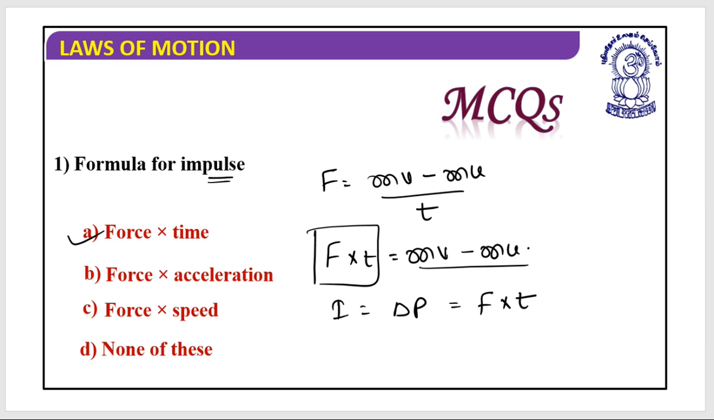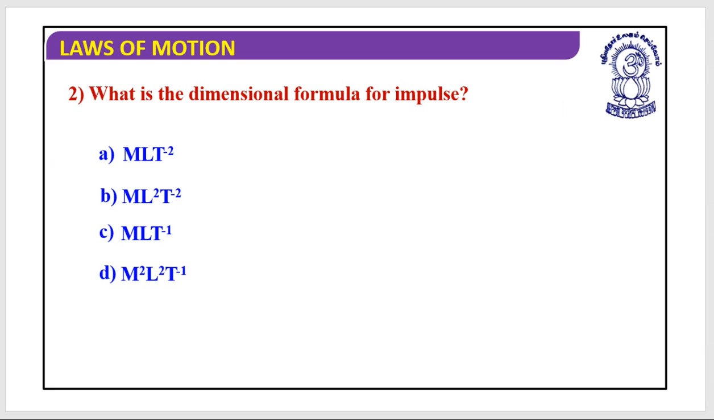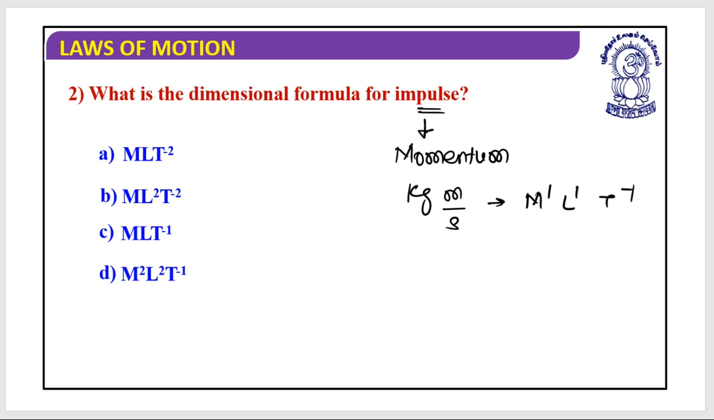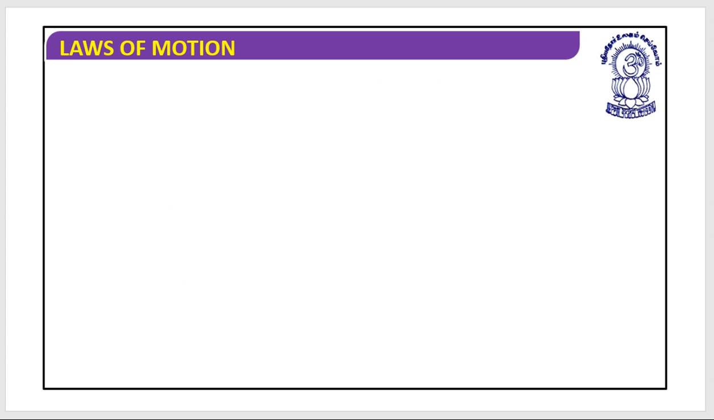Great. Next, what is the dimensional formula for impulse? It is the same as momentum. So we can write it like this: kg meter per second. For the dimensional formula, it is M^1 L^1 T^-1. So this would be the answer. I hope these things are clear. Is it clear? Are you sure? Okay, so let's look at the questions.